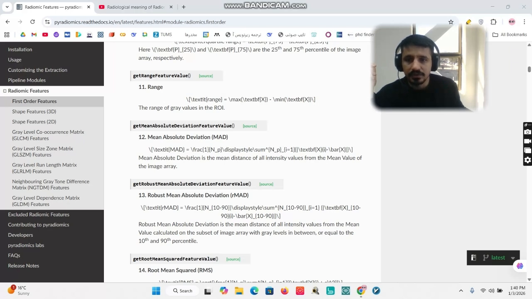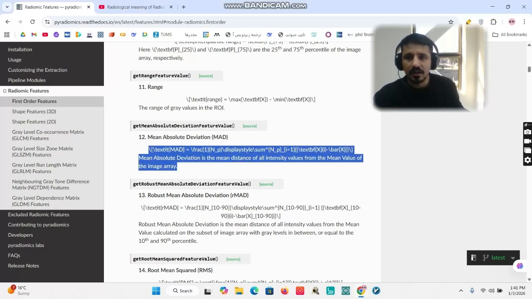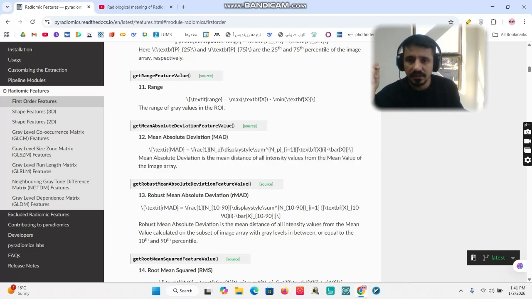After that, we have a robust mean absolute deviation. Robust mean absolute deviation is the mean distance of all intensity values from the mean value, calculated on the subset of the image array with their level. It is not talking about all intensities, but only the intensities that are between the 10th percentile and the 90th percentile. We have omitted the extreme values, extreme low and extreme high.